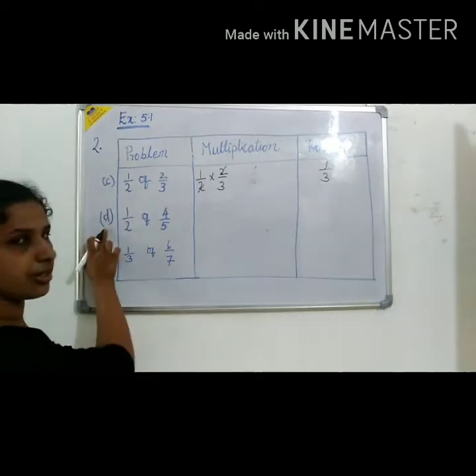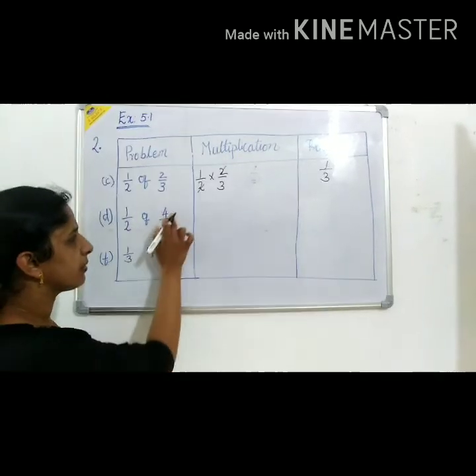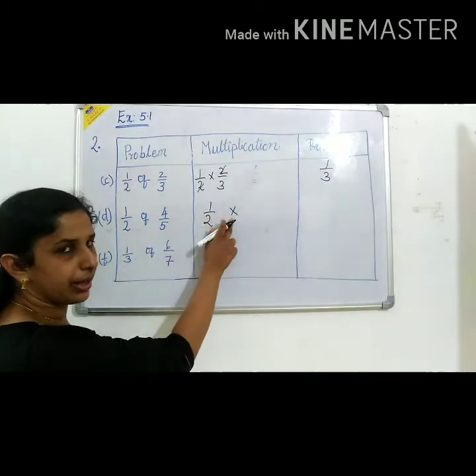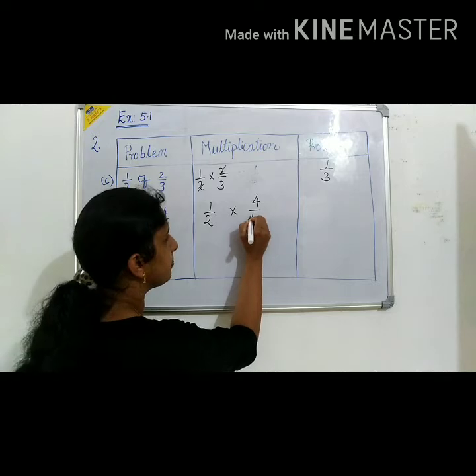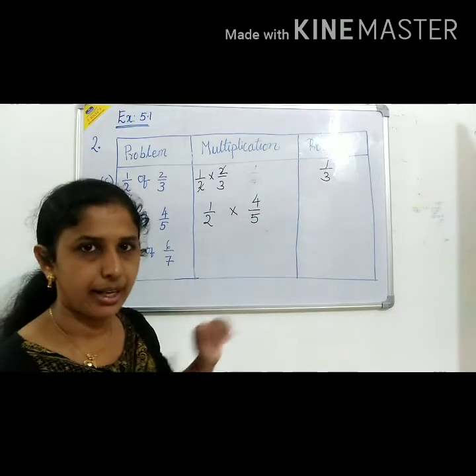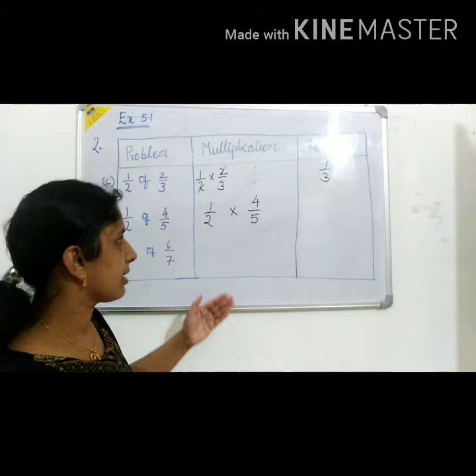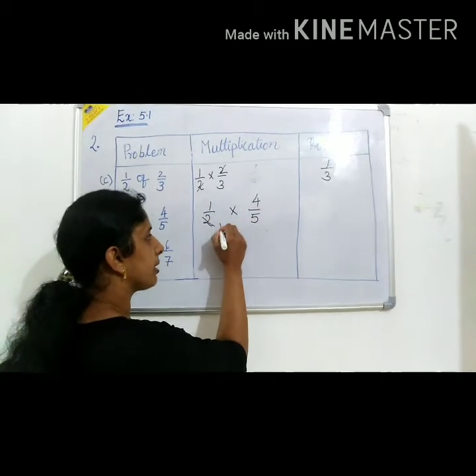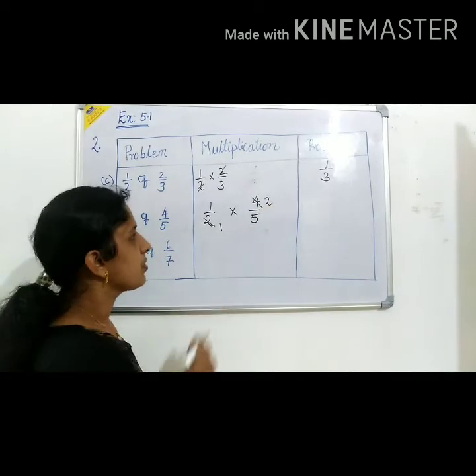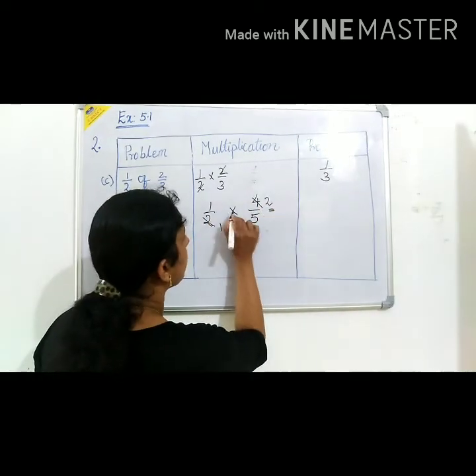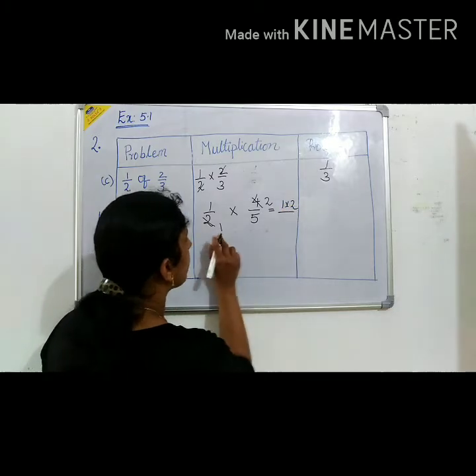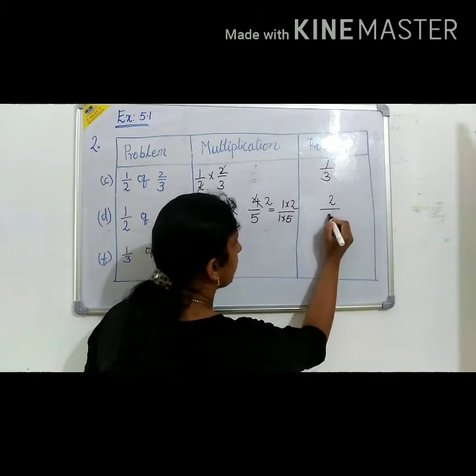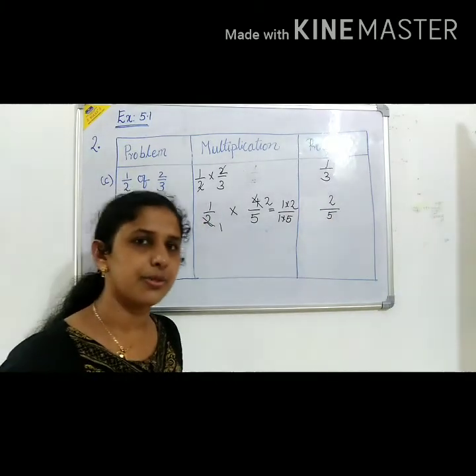See the next question, question number D. 1 by 2 of 4 by 5. That is 1 by 2 into, instead of "of" we are writing into, 4 by 5. Here also we can multiply directly. Before multiplying directly, you can see that 2 and 4 can be cancelled by 2. That is 2 by 2 become 1, 4 by 2 is 2. So 1 into 1, 1 into 2, and here it is 1 into 5. Therefore the product is 1 2s are 2, 1 5s are 5. Answer is 2 by 5.